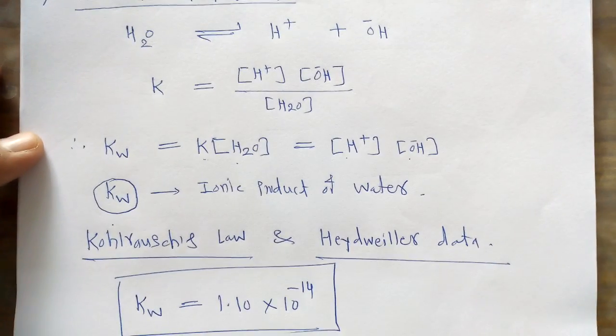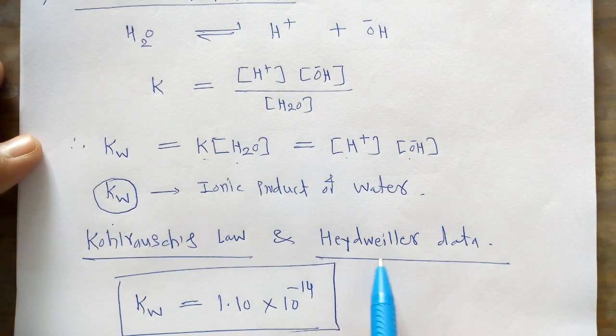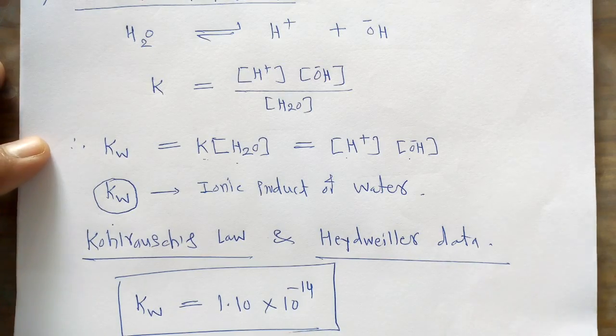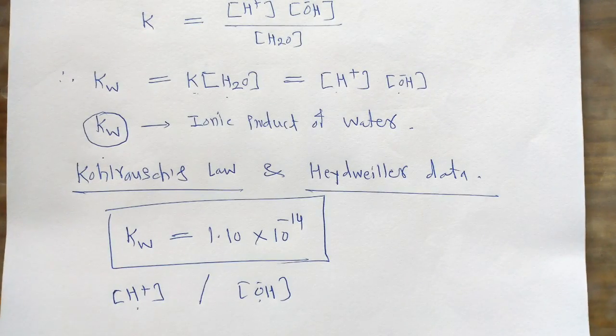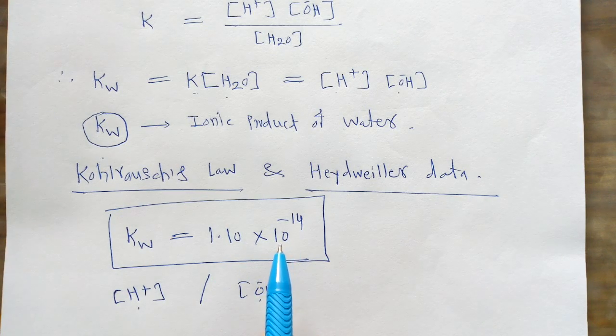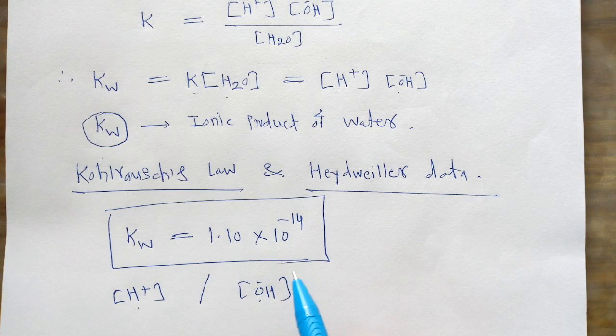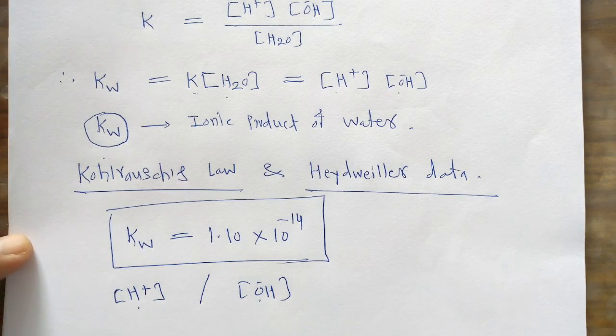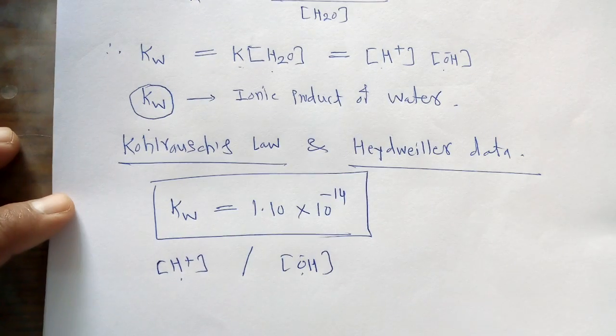Now the ionic product of water for the purest form of water is determined on the basis of Kohlrausch's law and Heydweiller's data for pure water. From these two different methods, the value of Kw is obtained, that is equal to 1.10 × 10^-14. So this is called the ionic product of water for pure water, and if our aqueous solution consists of water, then we may calculate the concentration of H+ ion and OH- ion present in a particular solution. So this is the first important application of conductance measurement.